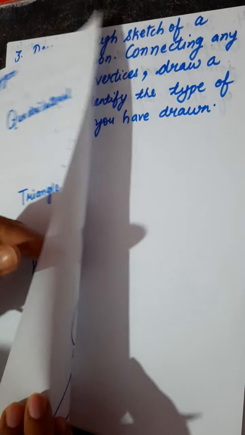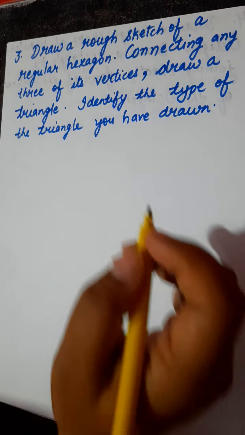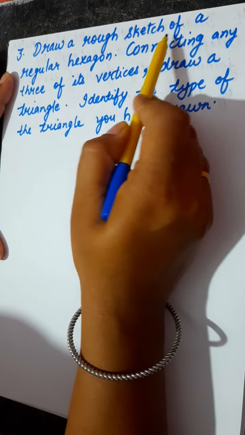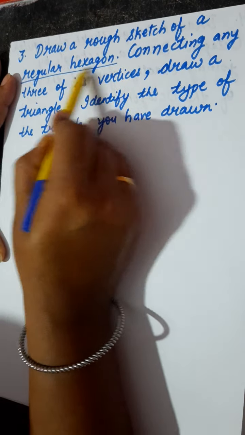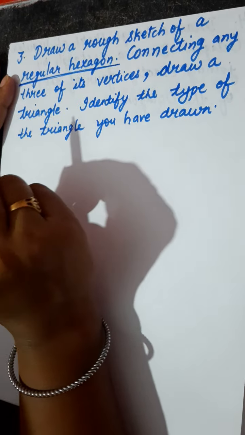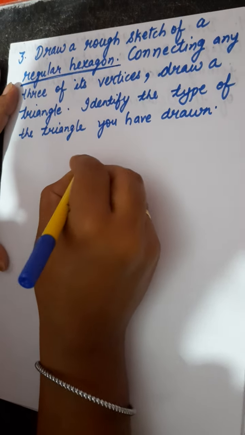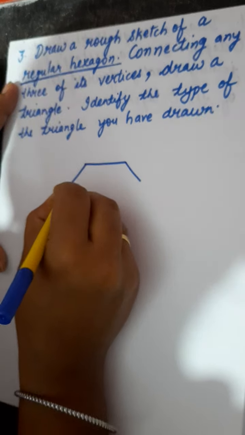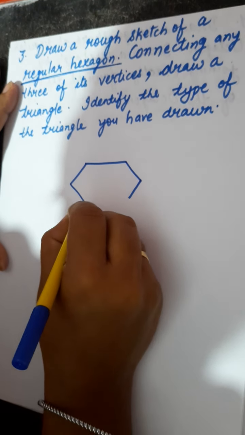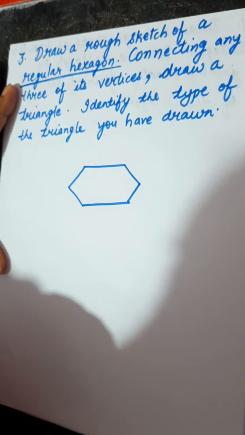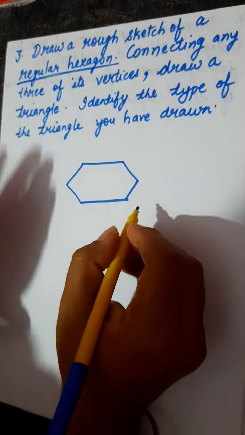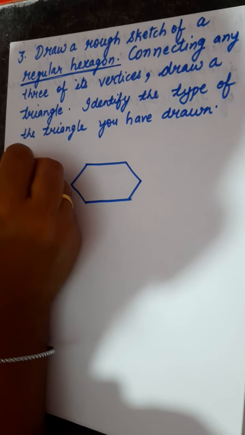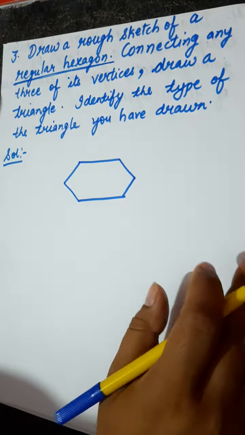So let's start our third question. The third question is: draw a rough sketch of a regular hexagon. You have to draw a regular hexagon. So let's draw a regular hexagon. Make sure all the sides are equal, as regular means in which all the sides and angles are equal. So this is my regular hexagon. I drew a rough sketch of a regular hexagon.